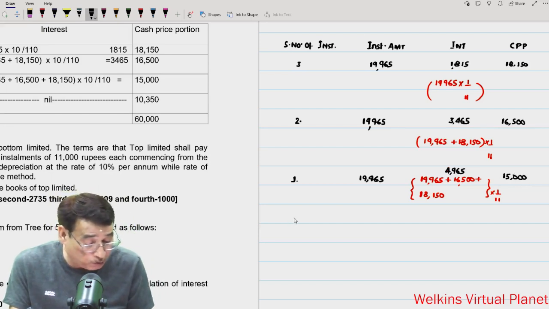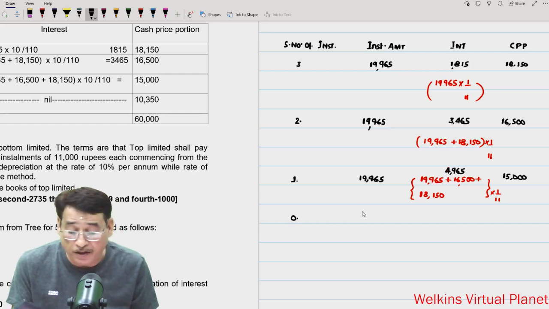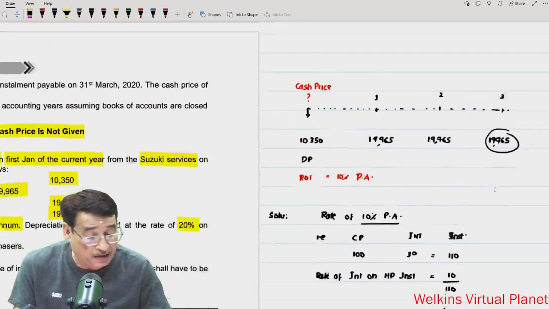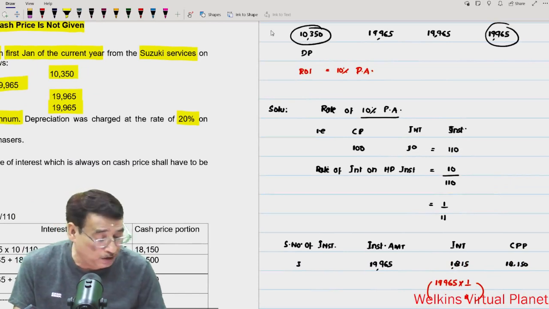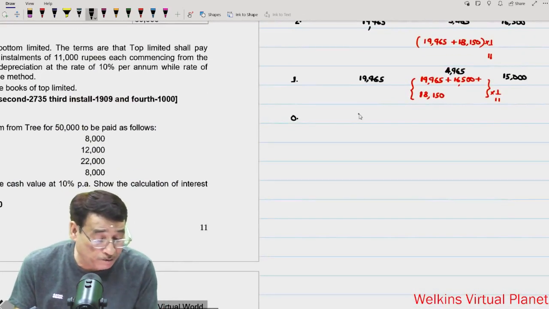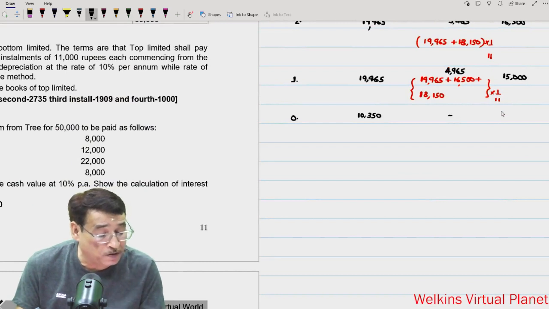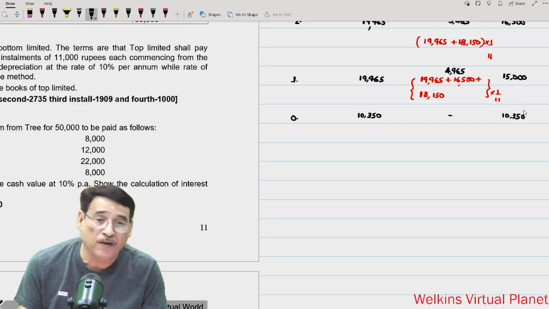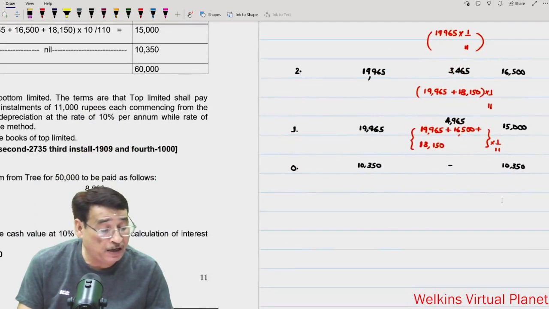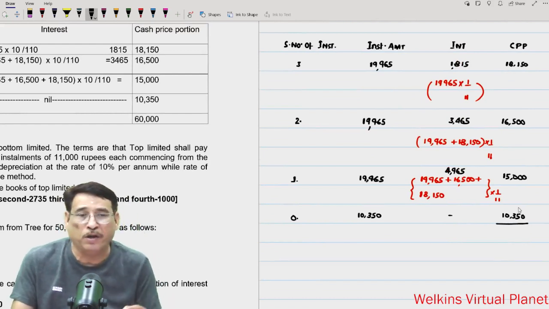Now we will come to the zero installment. Zero installment means down payment. And the down payment in the question was given to us as 10,350. So you will have to write your down payment 10,350. And in the down payment, we know that there is no interest at all. So I will write here 10,350. Is it clear?